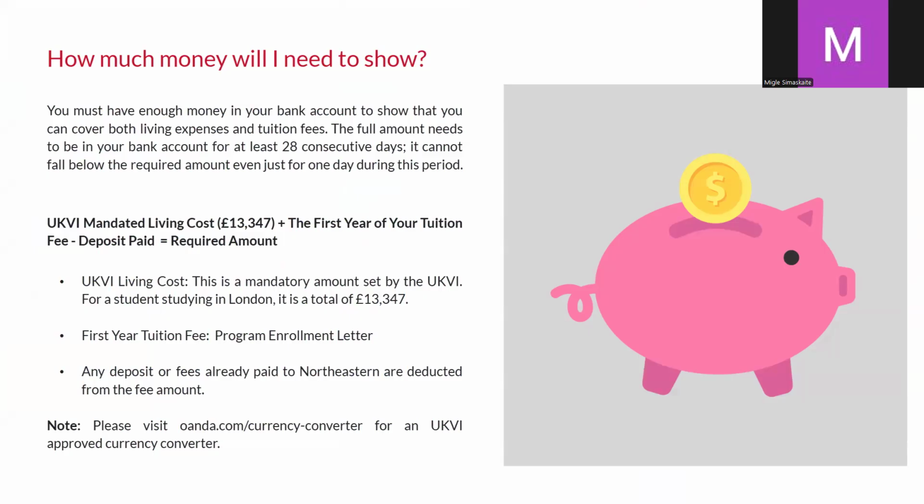The UKVI calculated yearly living expenses in London equal to £13,347. So you would need to hold in your bank account the living expenses amount and the amount of your tuition fees minus the deposit you've already paid. The full amount must be held in your bank account for at least 28 consecutive days and cannot fall below the required amount or time frame, even just by £1 or 1 pence on the day.